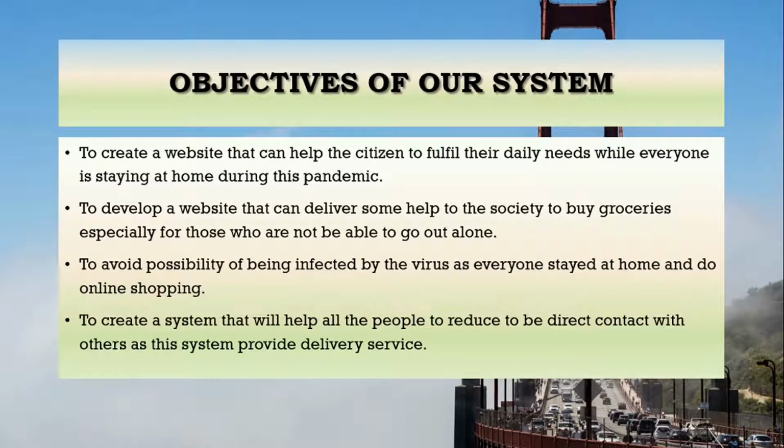And the objective of our system is to create a website that helps the citizens fulfill their daily needs while everyone is staying at home during this pandemic. To develop a website that can deliver some help to society to buy groceries, especially for those who are not able to go out alone, to avoid the possibility of being infected by the virus as everyone stays at home and does online shopping. And lastly, to create a system that will help people reduce direct contact with others, as the system provides a delivery service.